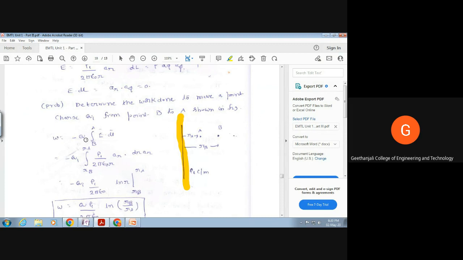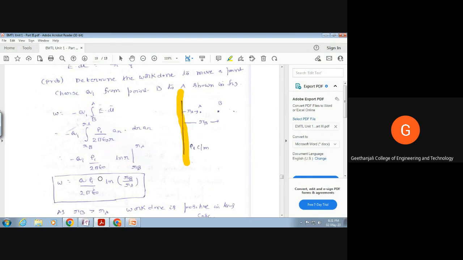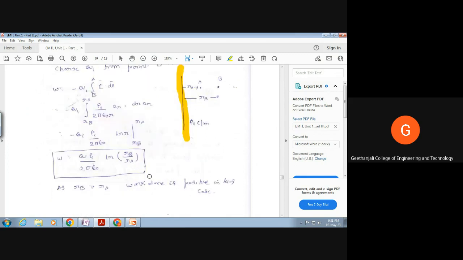So W is equal to minus Q integral E dot dl. Point B to point A means from RB to RA. So minus Q1 integral rho L by 2 pi epsilon naught R aR dot dR aR. So what is this value finally? Q into rho L by 2 pi epsilon naught log RB by RA. So if you look at this expression, because RB is more than RA, log RB by RA is going to be positive. On the whole, the expression for W is going to be positive.